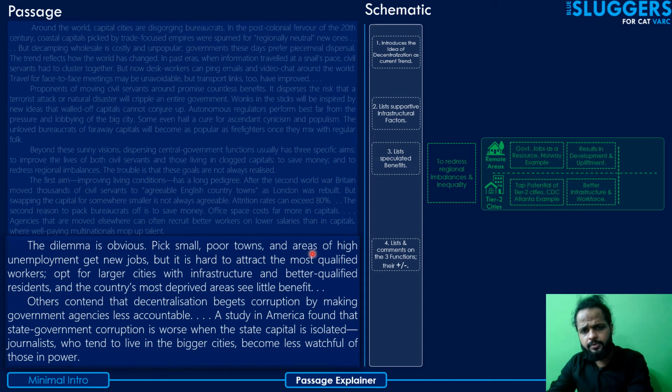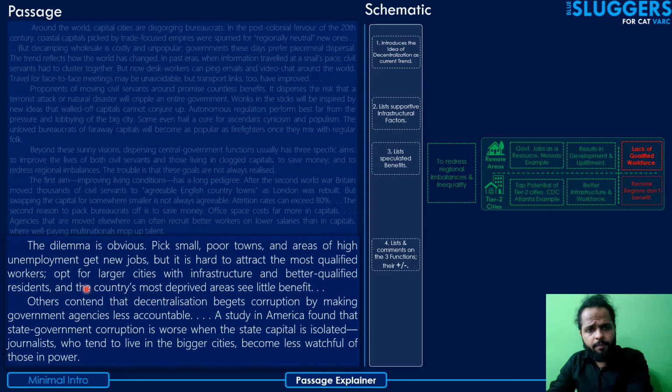Pick small poor towns and areas of high unemployment, get new jobs, but it is hard to attract the most qualified workers. So if you pick the most remote areas, which are also areas of high unemployment, they'll get new jobs and they will develop and they'll be uplifted. Those are the advantages of picking these areas. But then there'll be a lack of qualified workforce there. That is the disadvantage there.